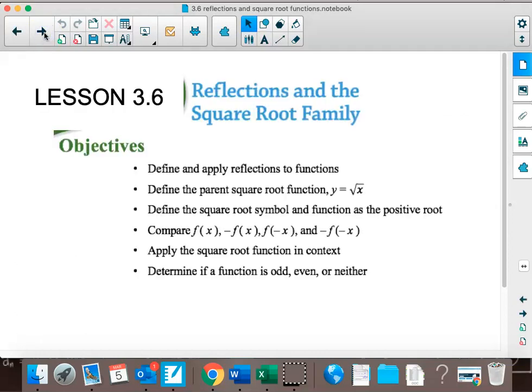Okay, so today we're doing section 3.6. We're focusing on square roots and reflections. We'll have a little bit of review from yesterday. We're going to learn about square root functions. We're going to learn about reflections. We're going to put the reflections together with translations. And we're also going to do a little step into odd, even, and neither functions today.